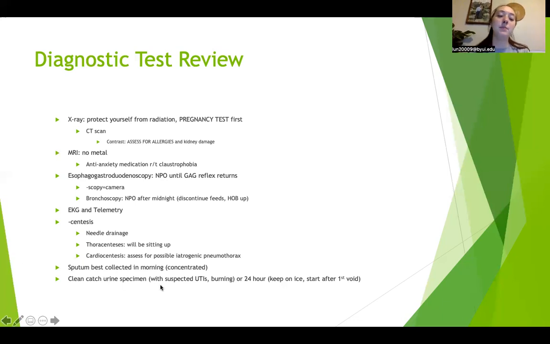Clean catch urine specimen. So with suspected UTIs or they have burning, you want to get a clean catch. And you're just going to instruct them, give them 3 towelettes, wipe for the labia on one side, the other side, and down the middle. For men, just each wipe, a swipe around the meatus. And then pee first into the toilet, and then as they're peeing, catch with the cup, and then finish peeing. And then 24-hour, we talked about in the last video.